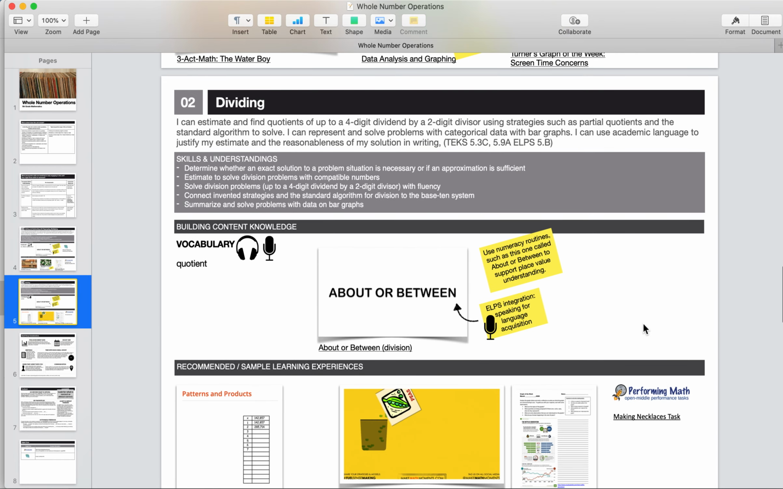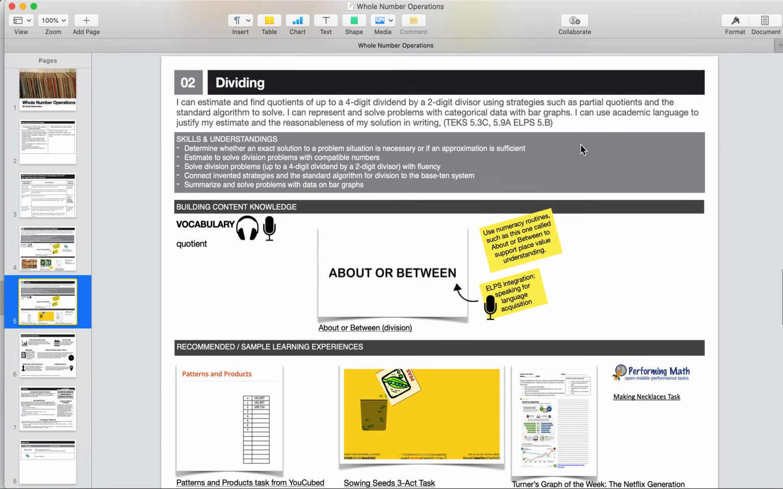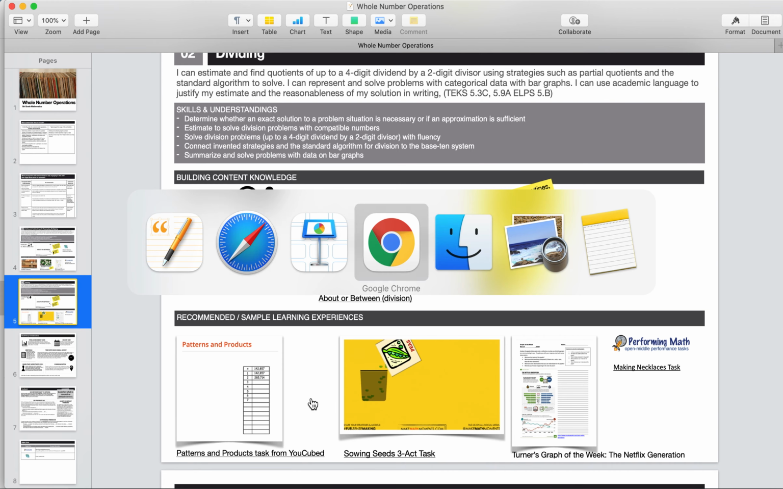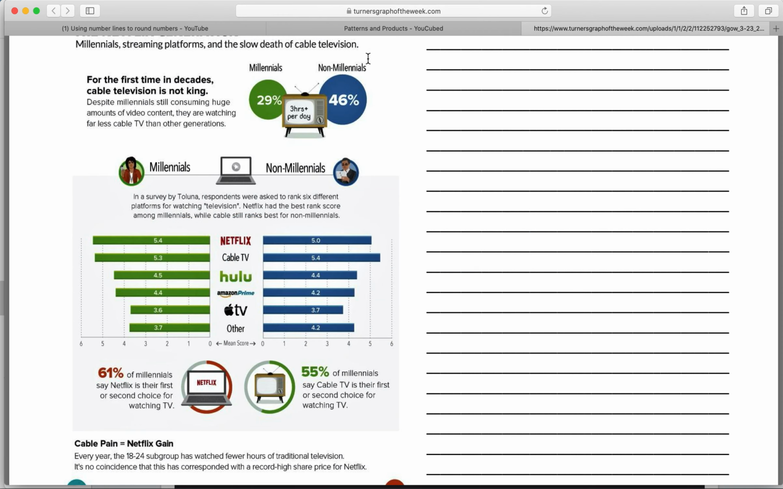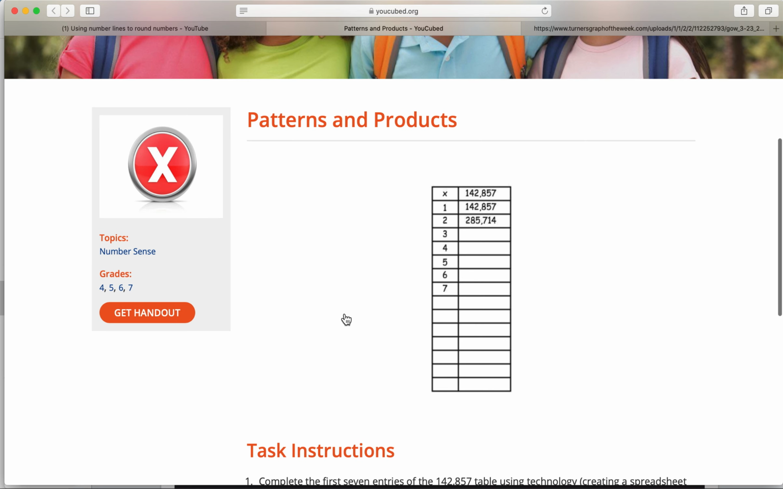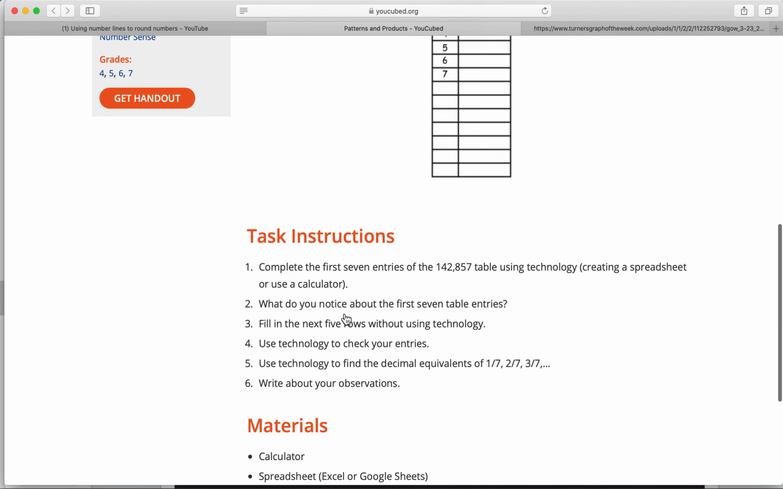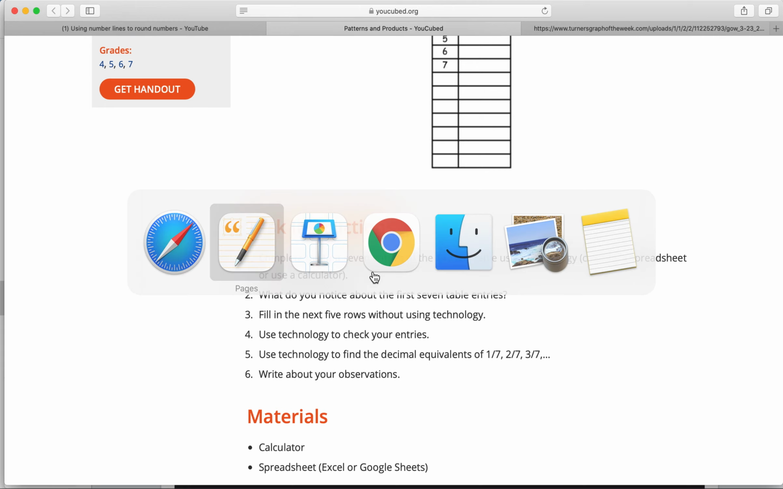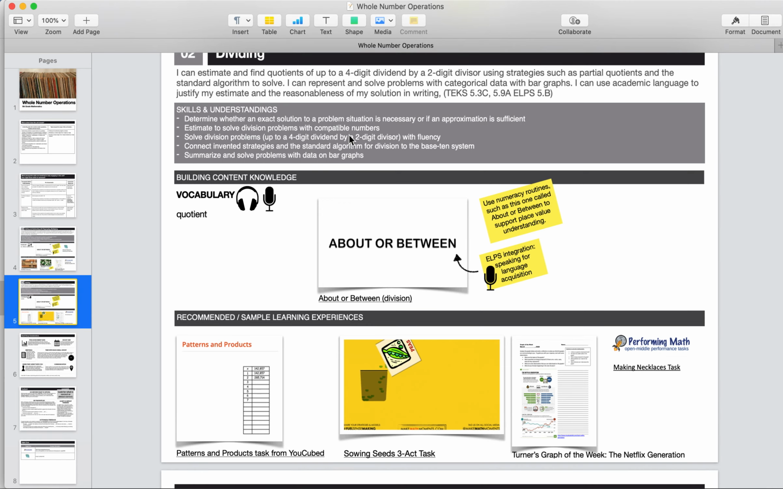The second week is about dividing. Here is our I can statement around academic and language objectives, as well as skills and understandings. There's a patterns and products task from U Cubed. And if you navigate to there, you'll notice this is what it looks like, and there's explanation for you to share with the students regarding this task. Another Turner's graph of the week and a task from performing math.